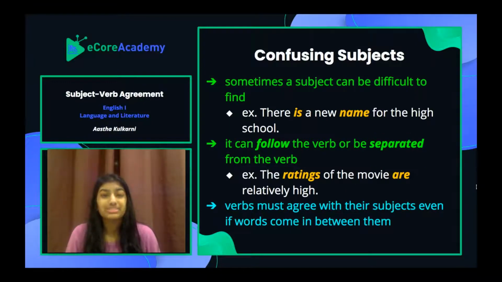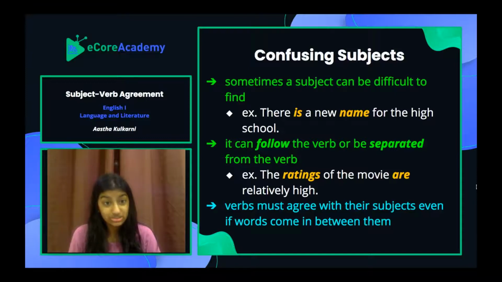Our next scenario, you can call it, would be confusing subjects. I will admit sometimes subjects can be difficult to find. In this example, many people probably thought that the subject is high school. It is actually name. So as we can see, the subject is there is a new name. The verb is agreeing with name, not with high school.